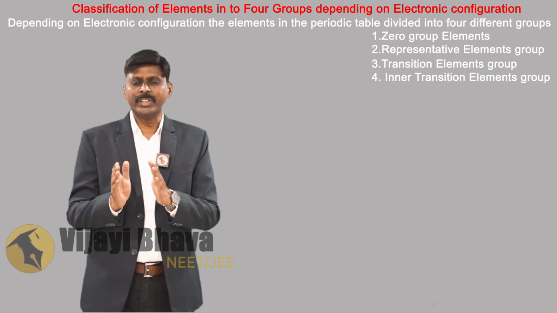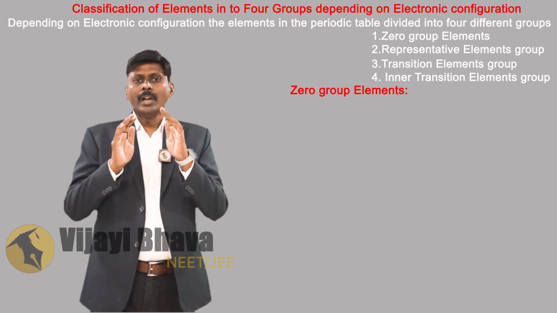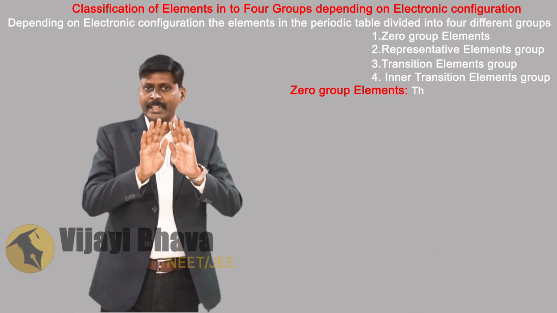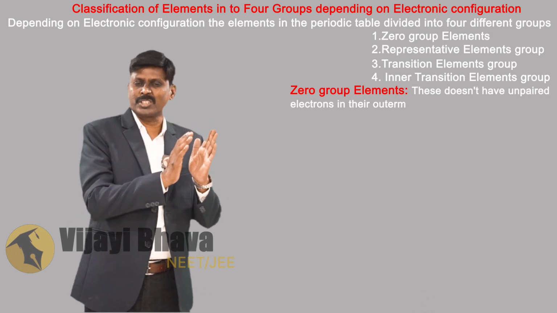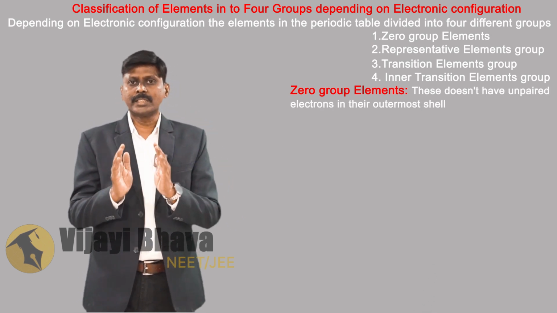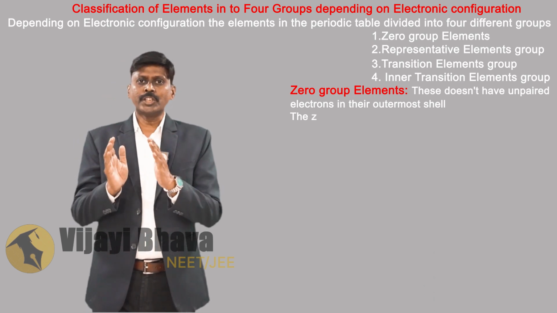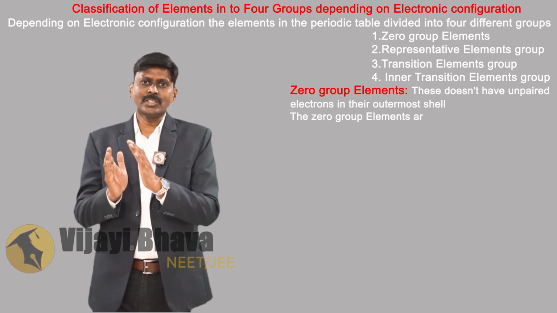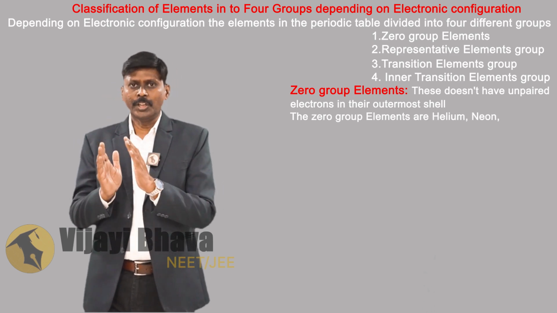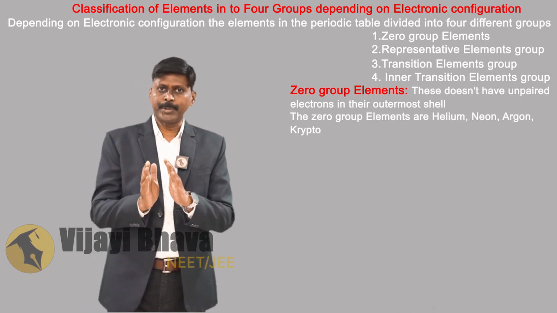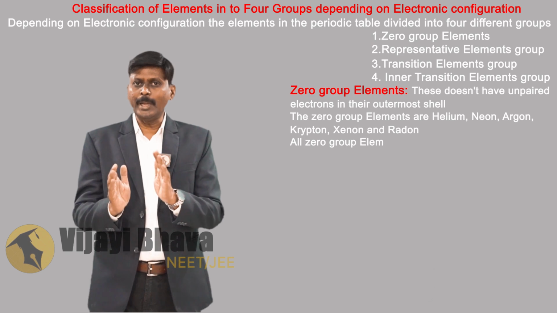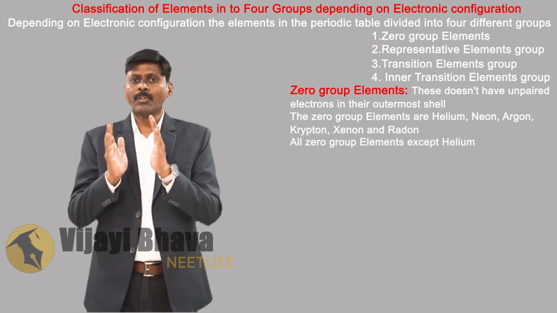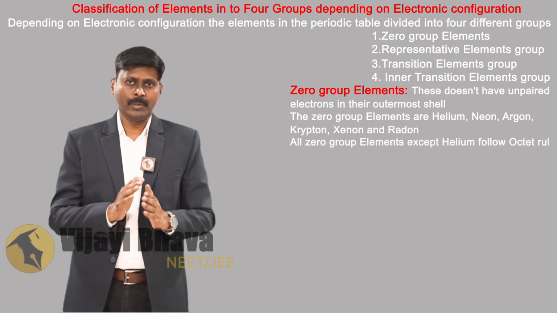Let us start with the zero group elements. The group of elements that does not have unpaired electrons at all in their outermost shell are called zero group elements. The zero group elements consist of helium, neon, argon, krypton, xenon and radon. All the zero group elements except helium follow octet rule.